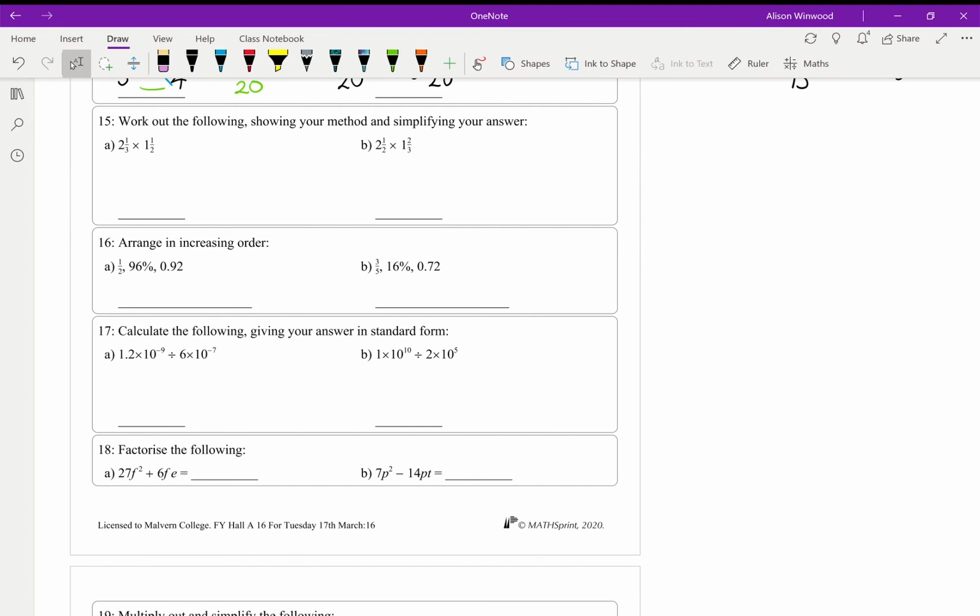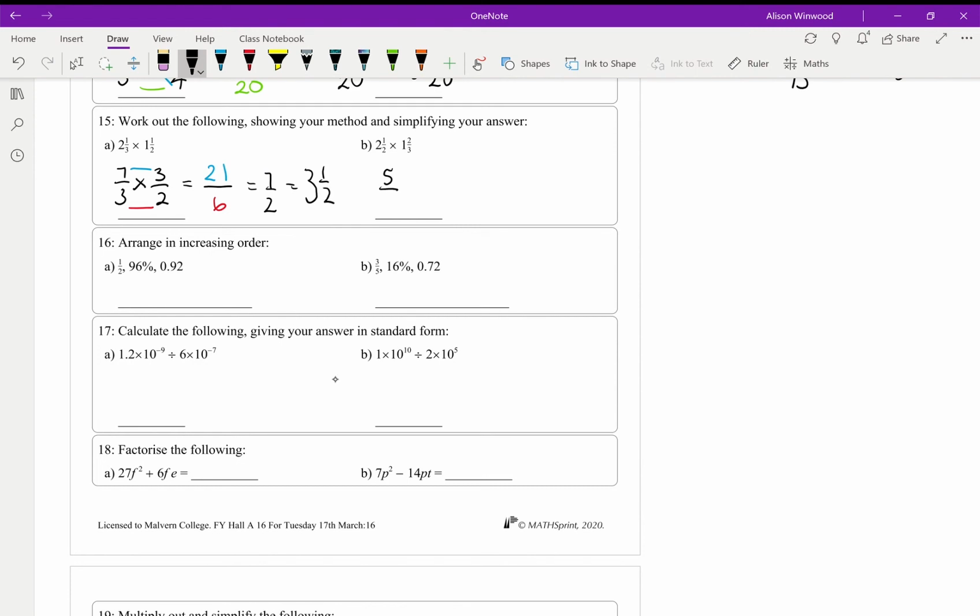Multiplication, same thing, so change to top heavy first, so 7 over 3 multiplied by 3 over 2, then it's much easier, multiply the numerators, multiply the denominators, and then simplify anything you've got, which is 7 over 2 or 3.5.